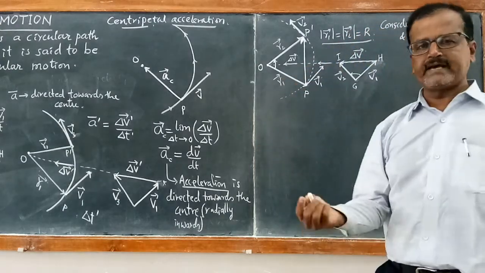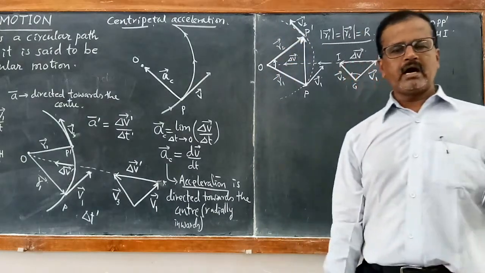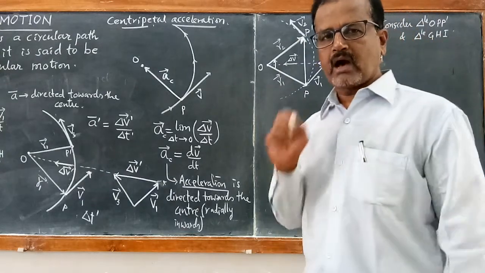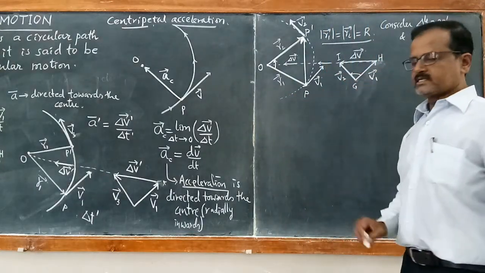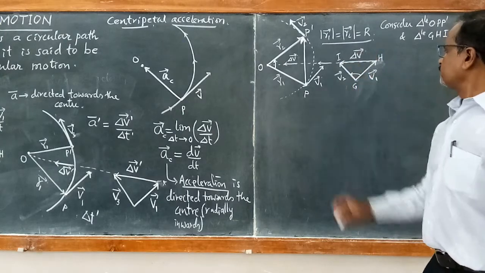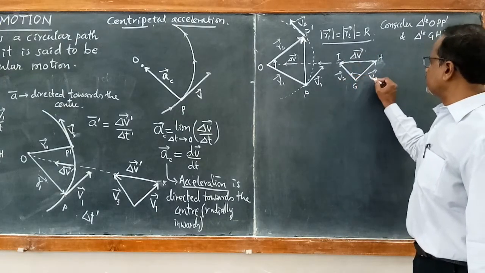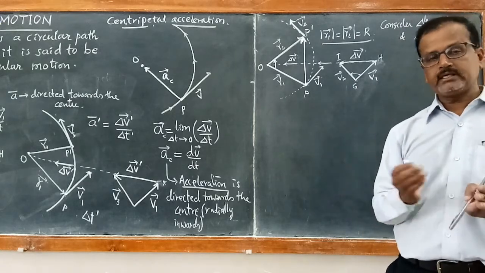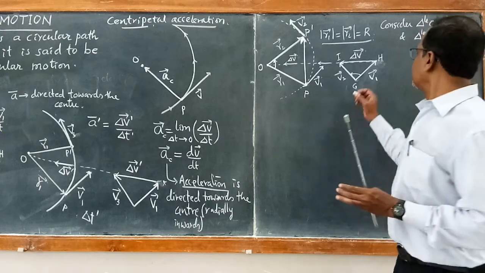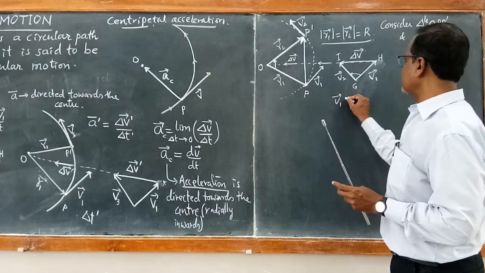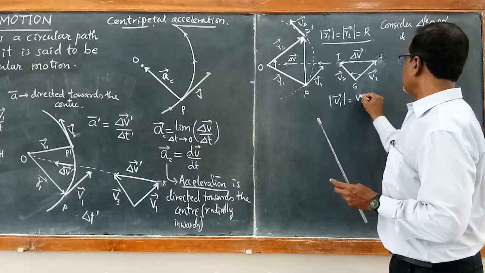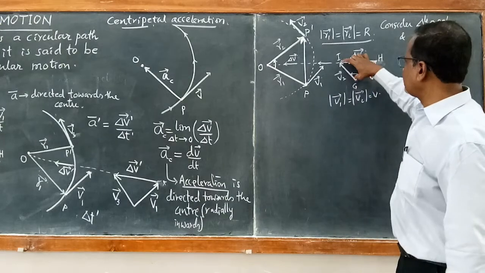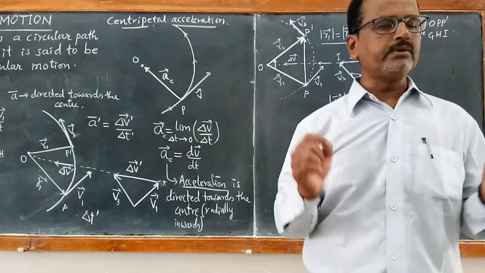Radius of the circular path is the same. It is always at constant radius. Therefore, r is the same. Now look at this diagram, GHI. Again, velocity vector v1 and velocity vector v2. They are in different directions, but their magnitudes are the same. Magnitude of v1, as I said earlier, is equal to magnitude of v2, which is equal to v. So the lengths of v1 and v2 are the same.